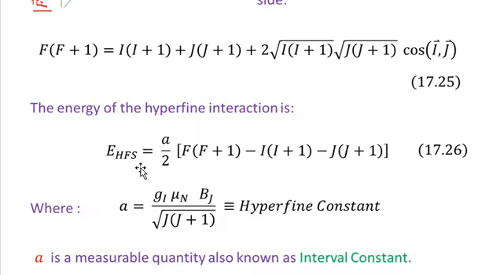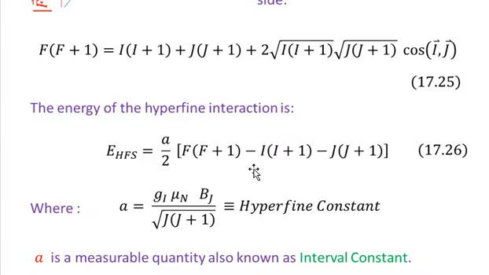HFS stands for hyperfine structure, and E is the energy of a level of the hyperfine structure, which is given by A by 2 times the square bracket containing F into F plus 1 minus I into I plus 1 minus J into J plus 1. This constant A is here called the hyperfine constant. The value of this hyperfine constant A is equal to g_I into mu_N into B_J divided by the square root of J into J plus 1. A is a measurable quantity, also known as the interval constant. A can easily be measured from the hyperfine spectrum.